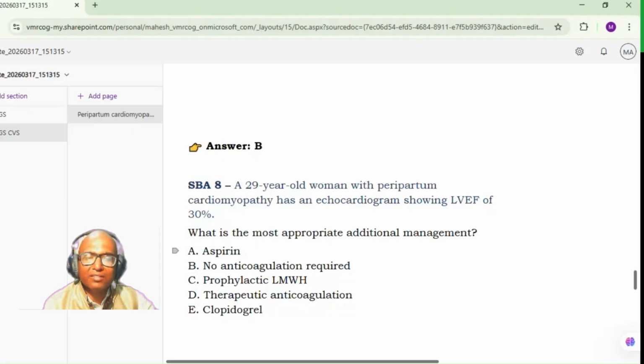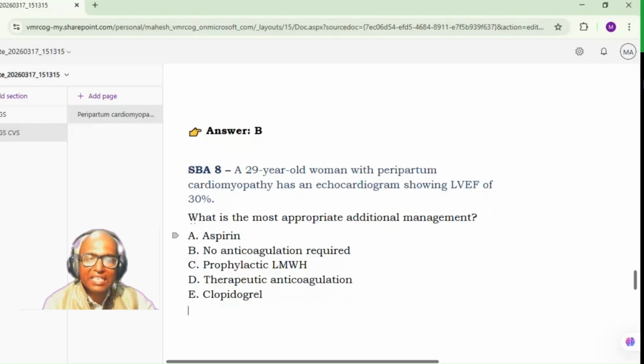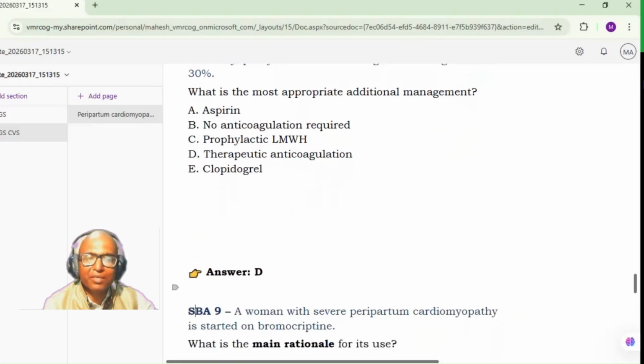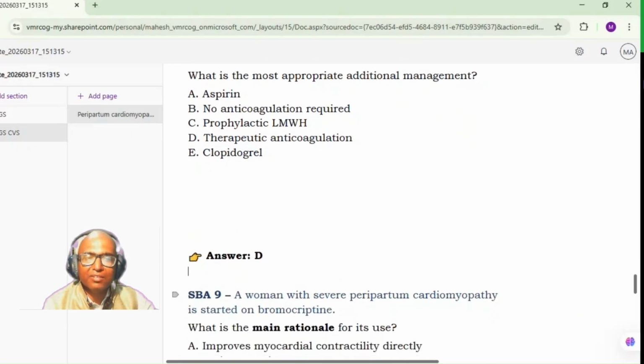Sorry, sir, it should be prophylactic. How do you differentiate prophylactic and therapeutic? She has a high risk, so she will require prophylactic. They have given D, therapeutic. I don't know why, but how do you decide? Therapeutic will be if there is a presence of thrombus. So there is no thrombus, but she has a high risk. We will have to have a discussion on this later.